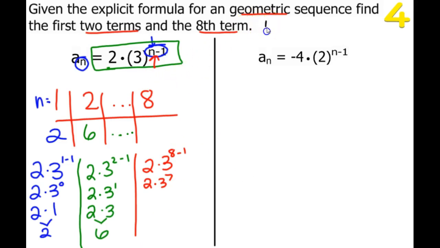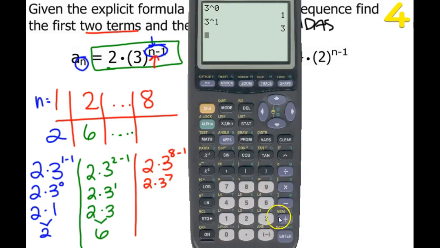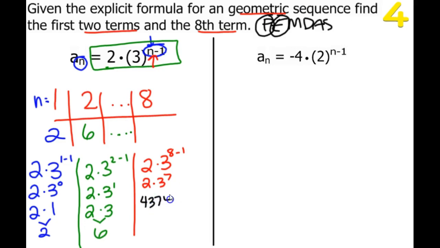Remember, order of operations, our PEMDAS, says we have to do our parentheses first. We don't have any, so then our exponent. You can't multiply 2 times 3. We need to do our exponent first. So I'm going to plug in 3 to the power of 7. And then I'm going to have to multiply it by 2. So that big number, I'm just going to multiply by 2 and get 4,374. So that would be our answer.